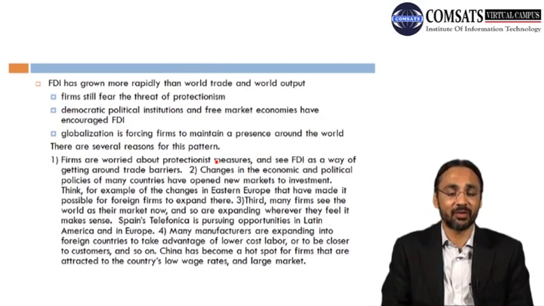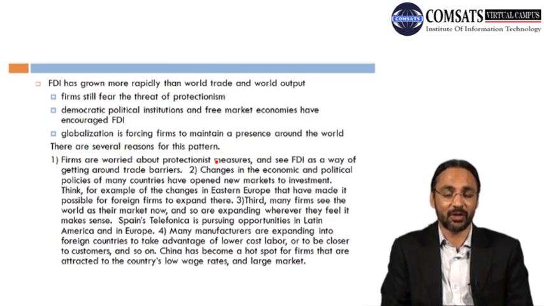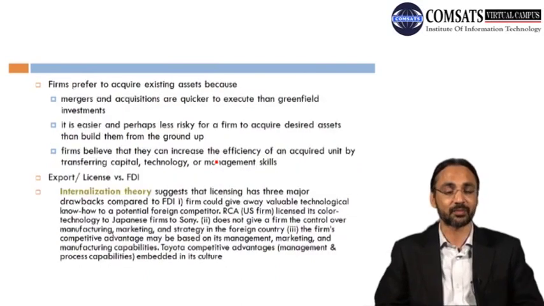The reason is that firms still fear the threat of protectionism. Democratic political institutions and free market economies have encouraged FDI. Globalization is forcing firms to maintain a presence around the world. There are several reasons for this pattern. First, firms are worried about protectionist measures and see FDI as a way of getting around them. Second, there are changes in economic and political policies around the world. The third is that many firms see the world as a market now and are expanding wherever it makes sense. And the fourth is that many manufacturers are expanding into foreign countries to take advantage of low-cost labor, like in China and third world countries.